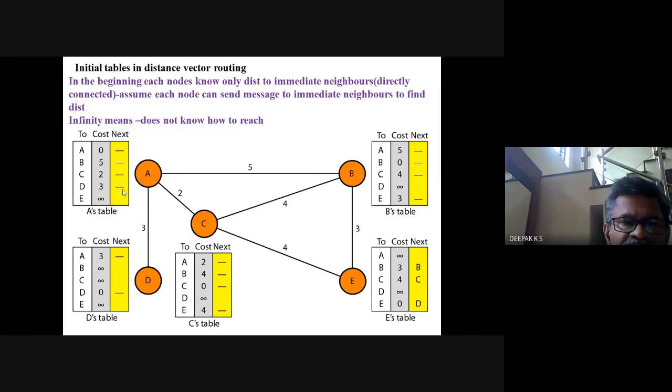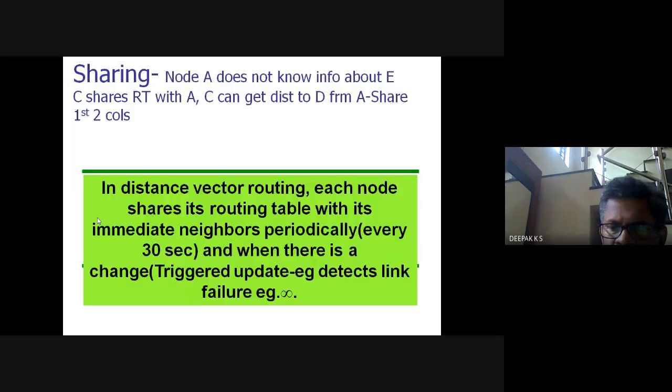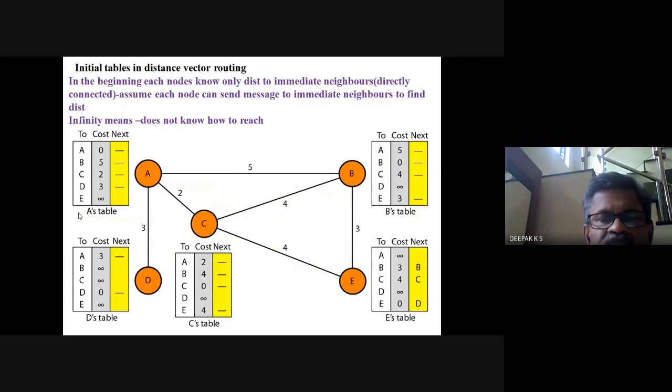So A will have a table too, from A to each other node B, C, D, E. So A to A is 0, A to B is cost 5, A to C is 2, A to D is 3. Now A to E is not visible from A. So A doesn't see E. So it will put a large value, infinity. Infinity will be replaced by some figure, say 100 or some value, which is a large value. Mathematically, we are putting infinity here. You cannot put infinity, but correspondingly, there will be a very large value here.